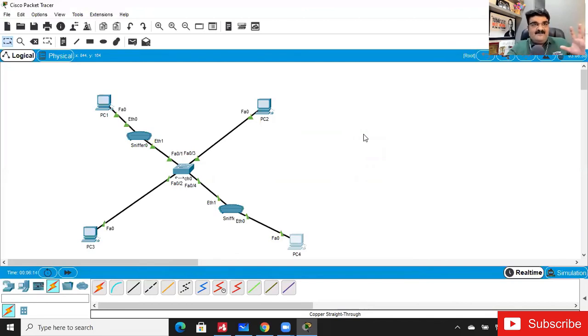Okay, actually I'm comfortable with GNS, but right now I'm using this packet tracer, because for CCNA you can use packet tracer, it is good.